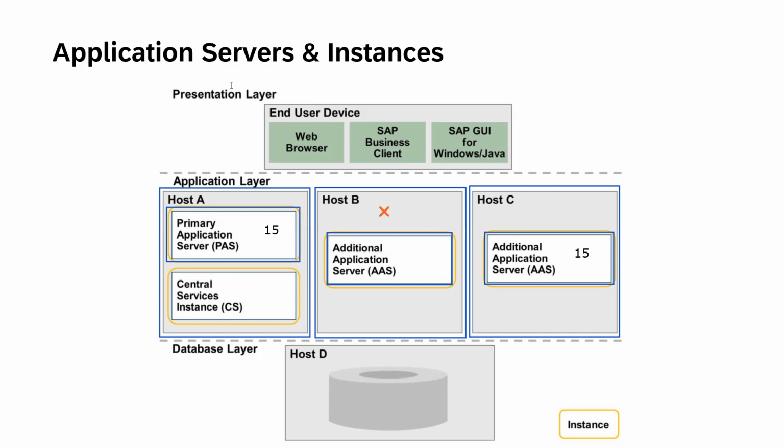So the same thing happens over here also. In case this primary application instance goes down, not the application server, only the instance. If this instance goes down, again what will happen? This instance is down. So all the load will be put on the third running application server, which is your host C. So here it will have all the 30 users connected on this system.